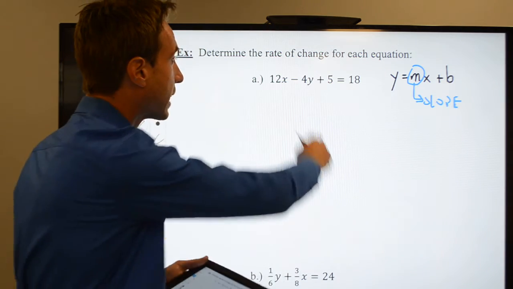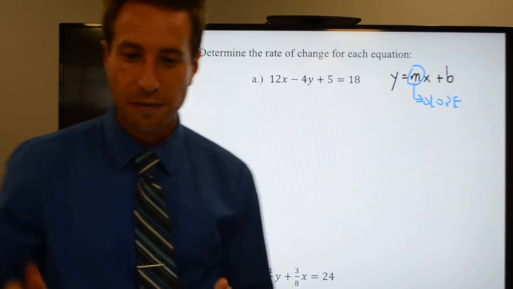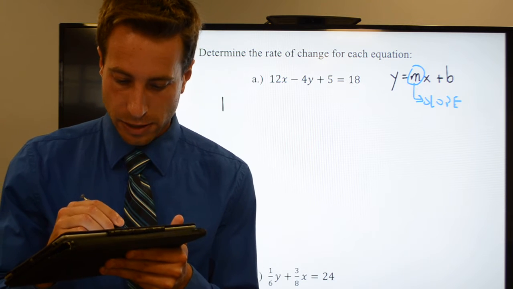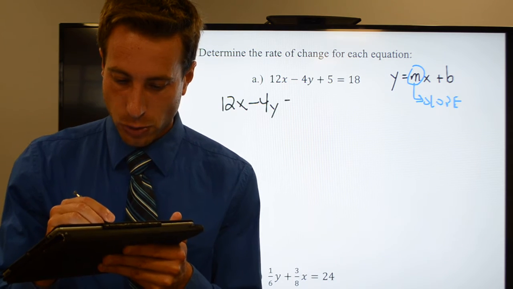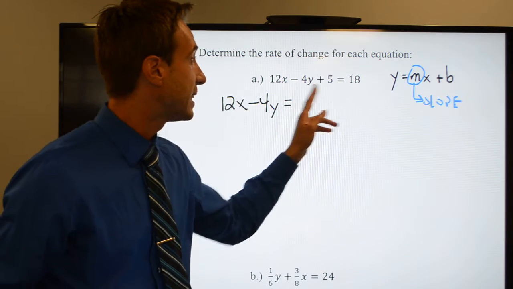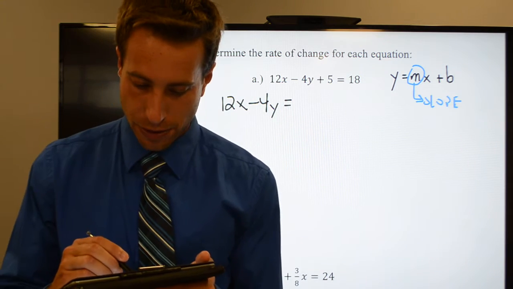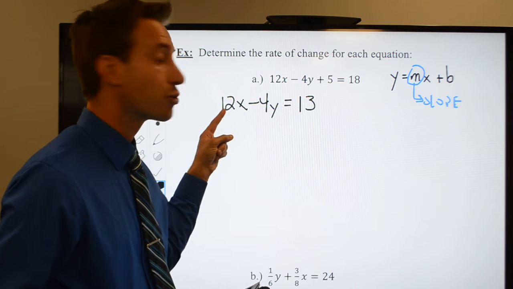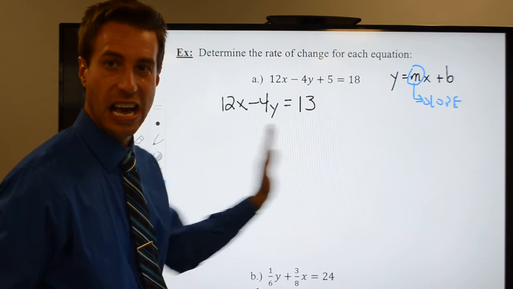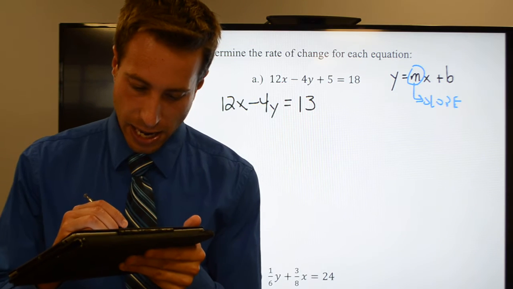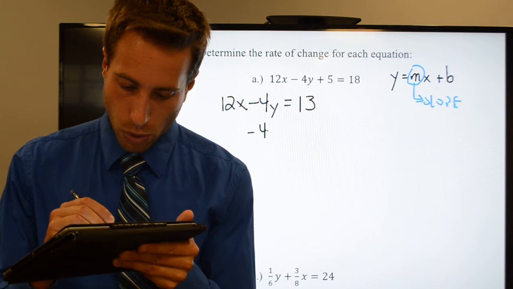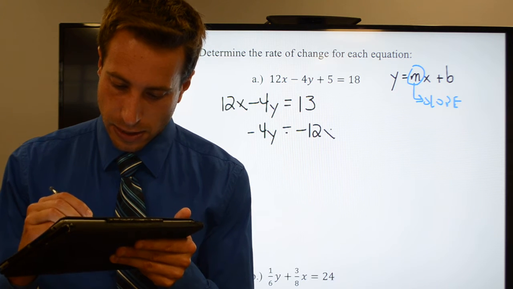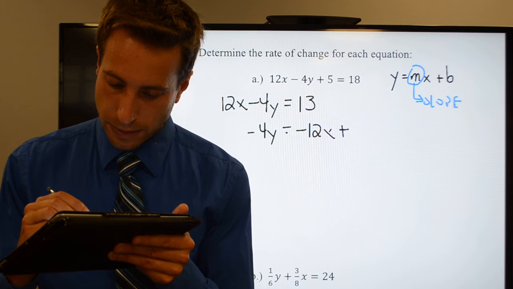First thing I'm going to do to get the y by itself, let's add the 5 to the other side. That means I'm going to have 12x minus 4y is equal to, it'll be an 18 minus 5, I get 13. After that, what I'm going to need to do is subtract. This is a positive 12x. I'll need to subtract it to the other side. That means I have minus 4y is equal to a negative 12x plus 13.